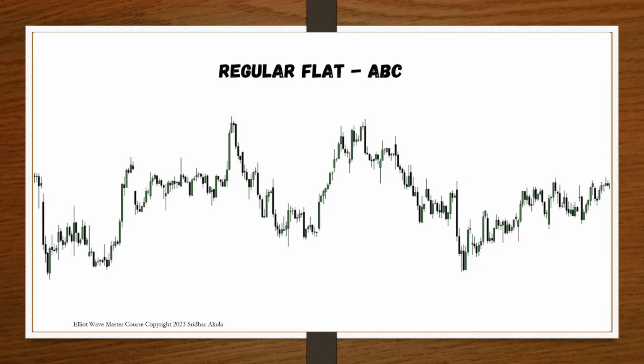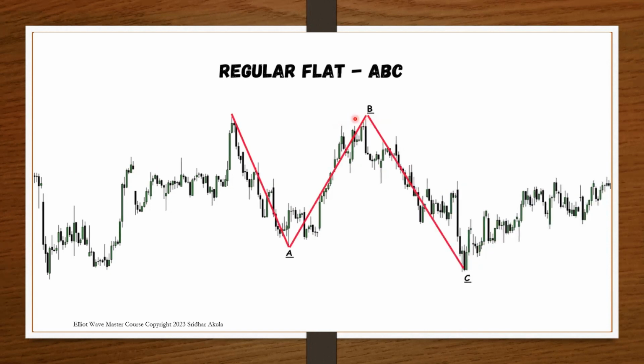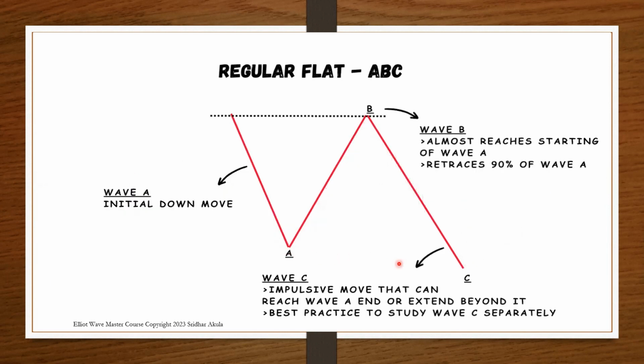Okay, so this is a regular flat pattern where wave B retraces up to 90% of wave A, and wave C can again come and touch your wave A. It can also go beyond it. That is what you have learned. Okay, just a graphic example for you.